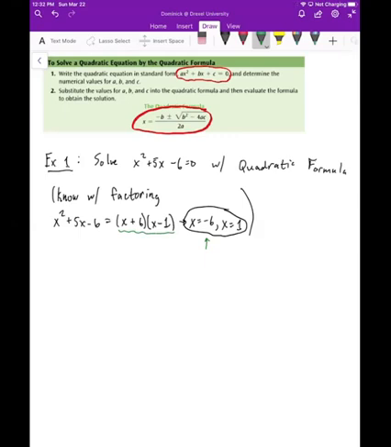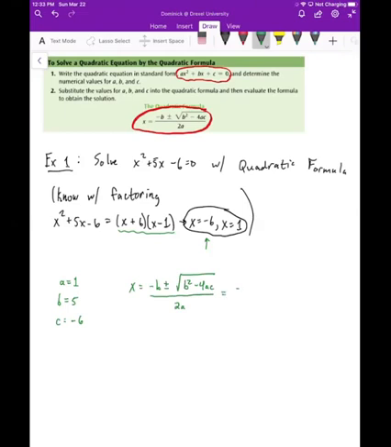For the quadratic formula, we need a, b, and c. In this case, my a is 1, that's my coefficient of x squared. My b is 5, that's the coefficient of my x. And my c is -6, just my constant term. So to get x, I need -b plus or minus the square root of b squared minus 4ac, over 2a. The first thing that we need to do is just plug in the values that we found.